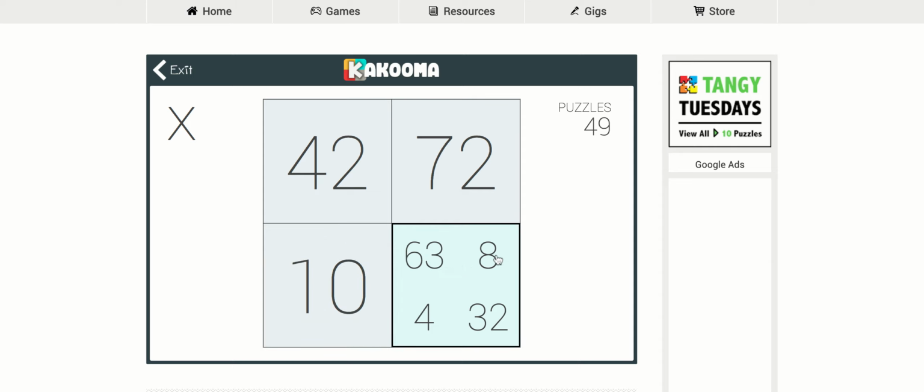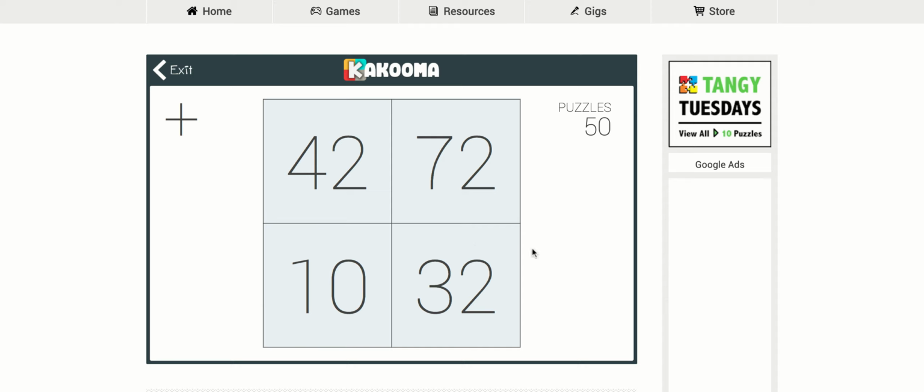63 times 8, oh, that's way too big of a number. I don't see a big number like that in the box. Let me try 4 and 32. No, that would still be too big. How about 4 and 8, which are small numbers? I know that equals 32. So these are your answers.